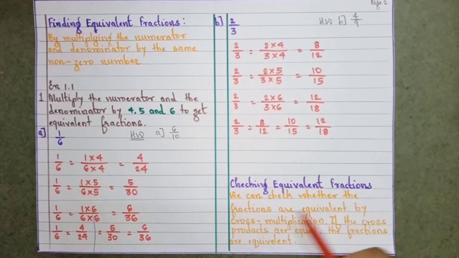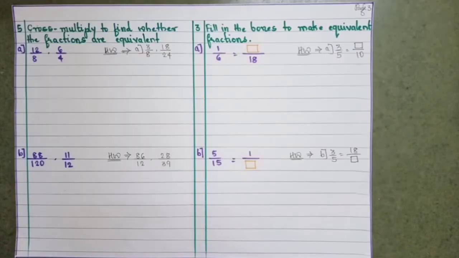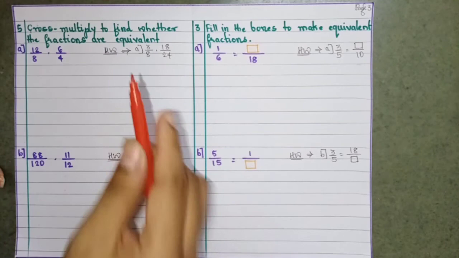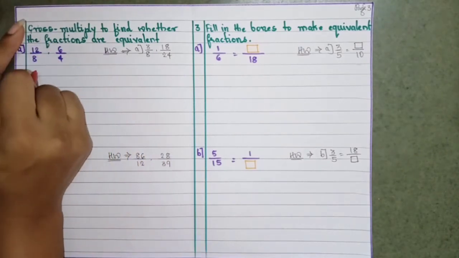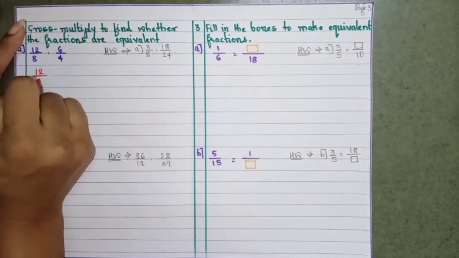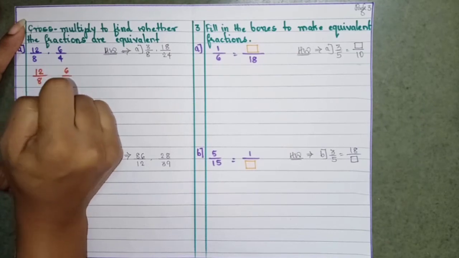So just see, we can check whether the fractions are equivalent by cross multiplication. If the cross products are equal, the fractions are equivalent. So let's see now. We have a question from exercise 1.1. Question 5, cross multiply to find whether the fractions are equivalent. So these are the homework you have to do. So I'll write here 12 by 8, 6 by 4.